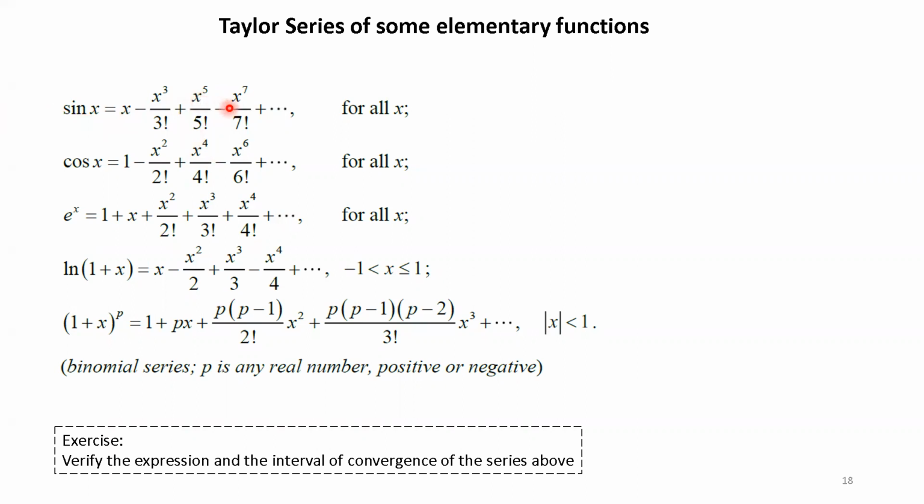And it actually makes sense, because you know that sine of x is an odd function, and cosine of x is an even function. Okay. So for all these three cases, this Taylor series would work for all x.